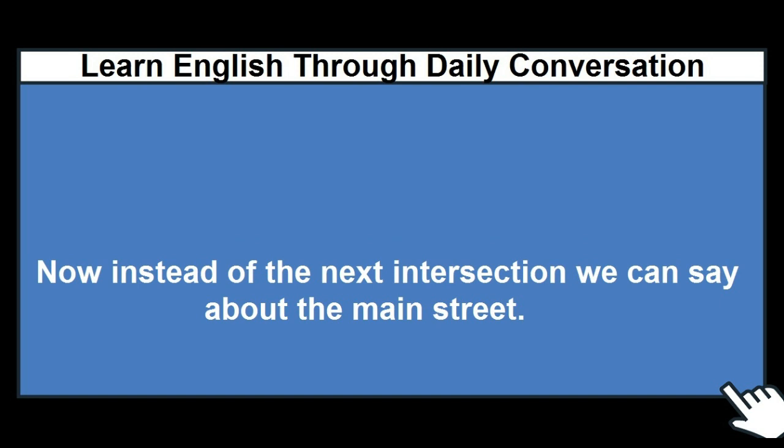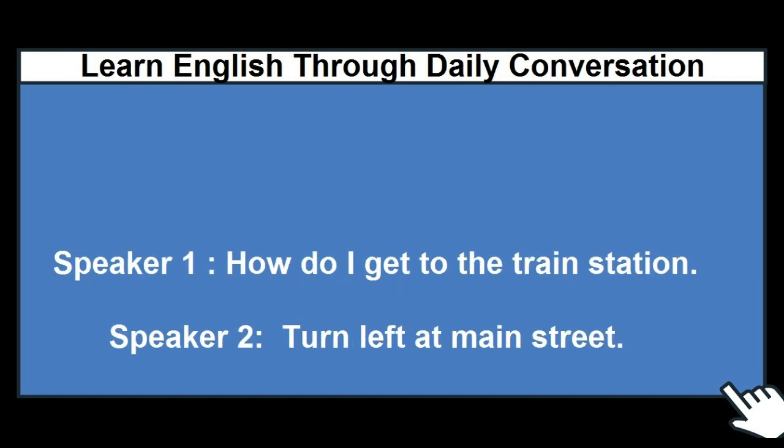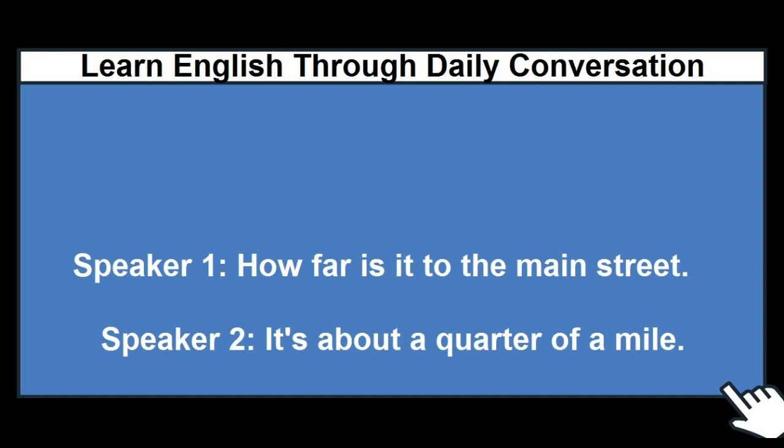Now, instead of the next intersection, we can say Main Street. Speaker 1: How do I get to the train station? Speaker 2: Turn left at Main Street. Speaker 1: How far is it to Main Street? Speaker 2: It's about a quarter of a mile.